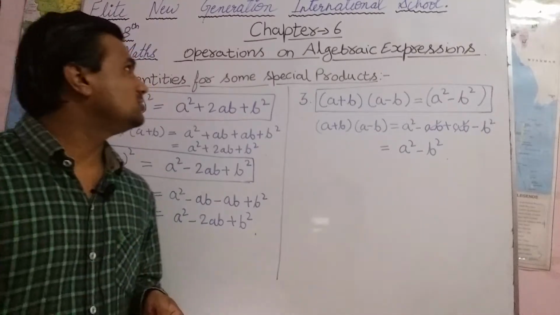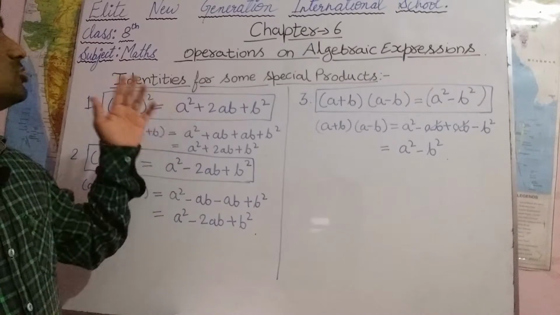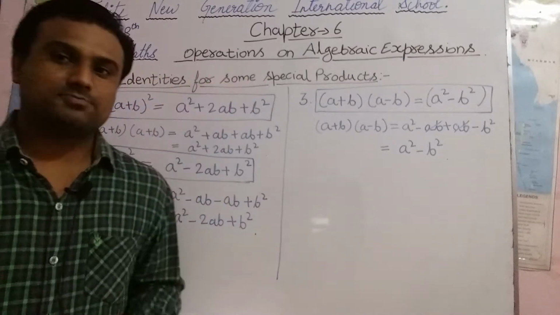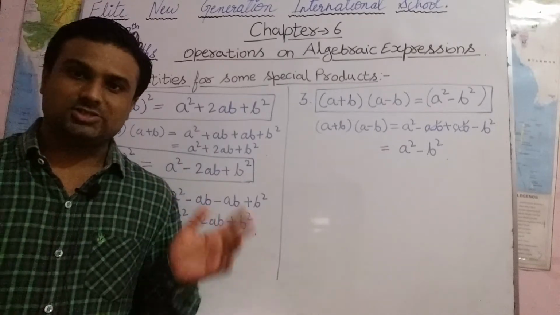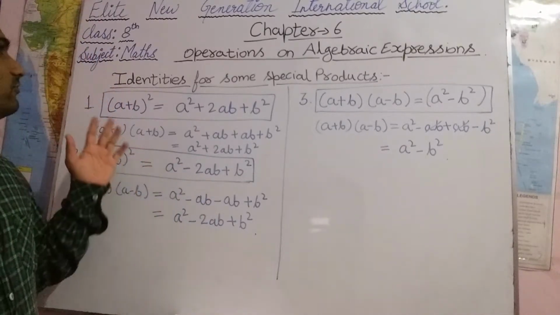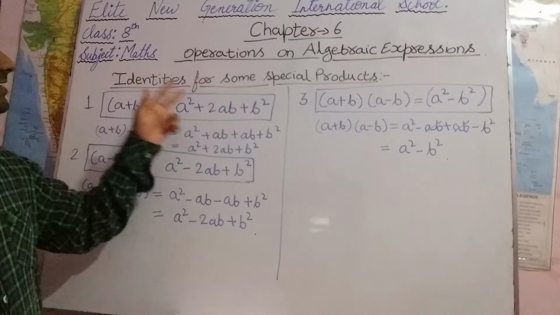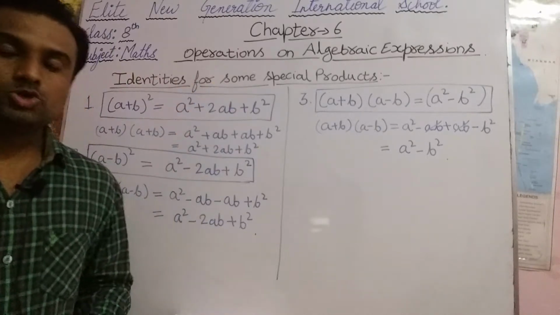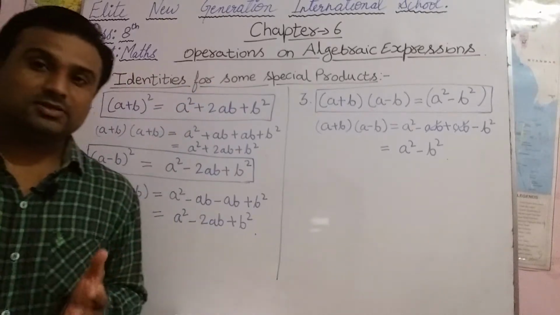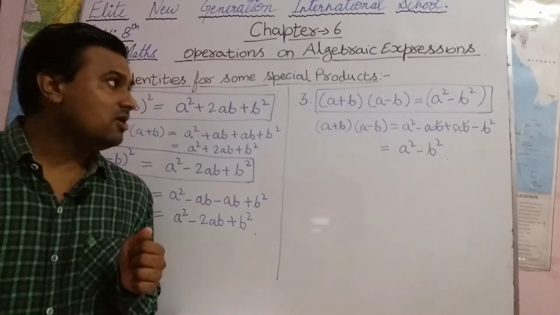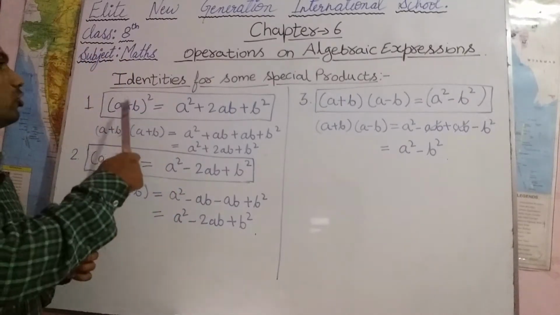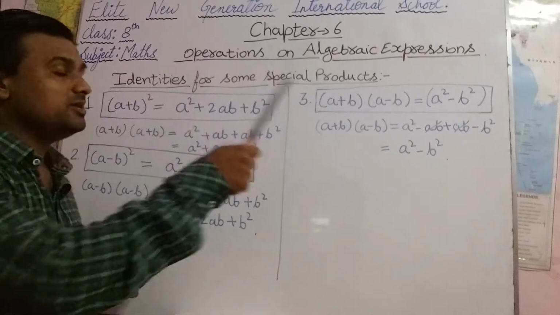Today we are going to start chapter 6, that is operations on algebraic expression. Before this we have covered two exercises in this chapter. Now today first of all we will study identities for some special product. So before this we have done division and multiplication. In this session we will understand what identities for some special product are.